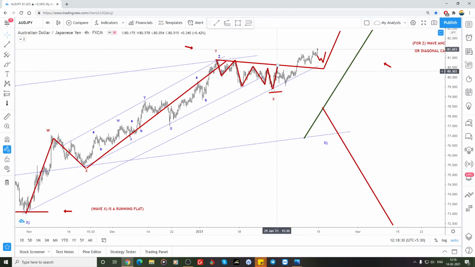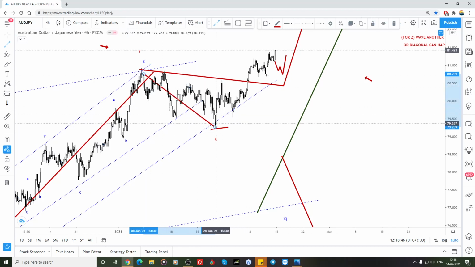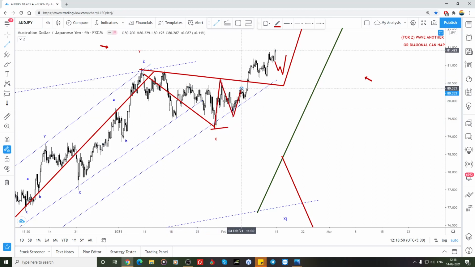So we need to look at whether the Z wave is over or still there. So in my view, it is still there. So here ABC is a W, X, ABC. So one correction is over in the three-wave structure. Again it is looking like one more three-wave structure, and again the three-wave structure, again and again. So this is A, B, C, D, E.